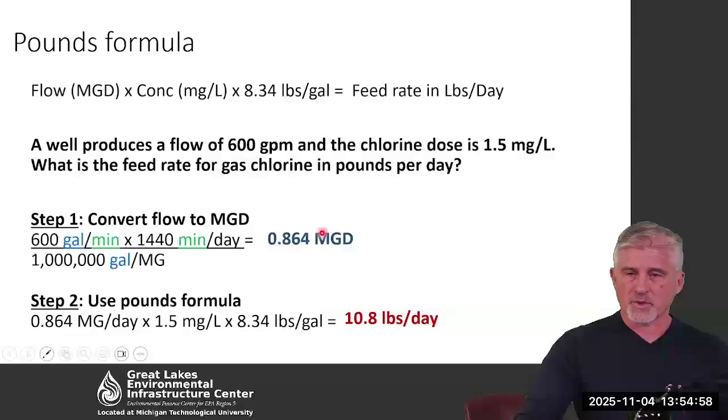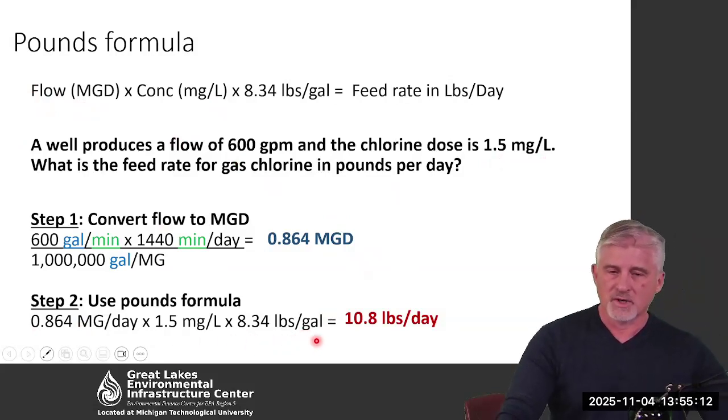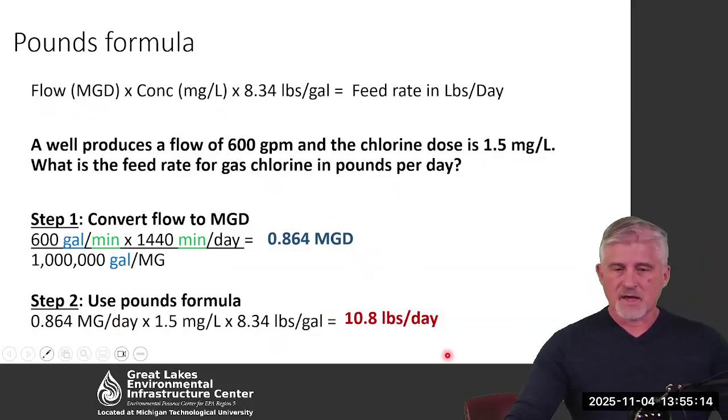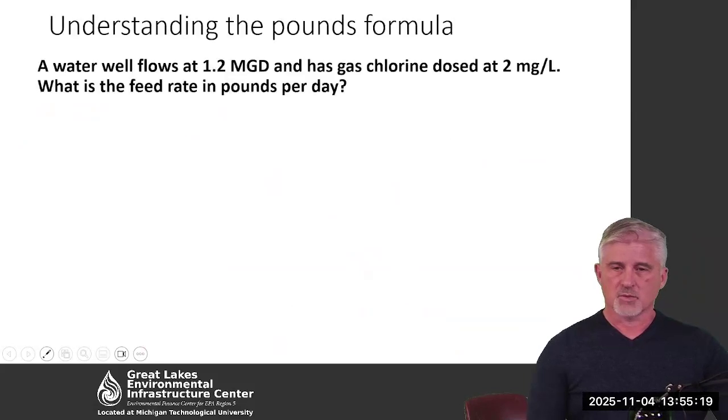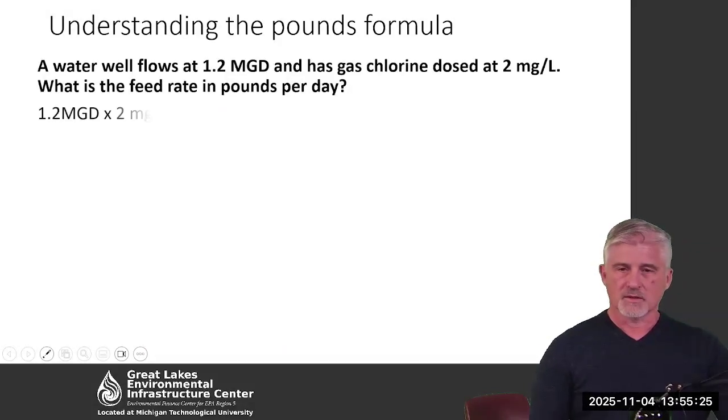Now we're going to use the pounds formula. So we're going to take our million gallons a day, we're going to put it in as our flow. We'll take our concentration of 1.5 milligrams per liter or parts per million, and then we're going to multiply that by the weight of water of 8.34 pounds per gallon. So we do that and we end up with 10.8 pounds per day. These are all important things when it comes to surface water treatment. So let's just do another problem here.